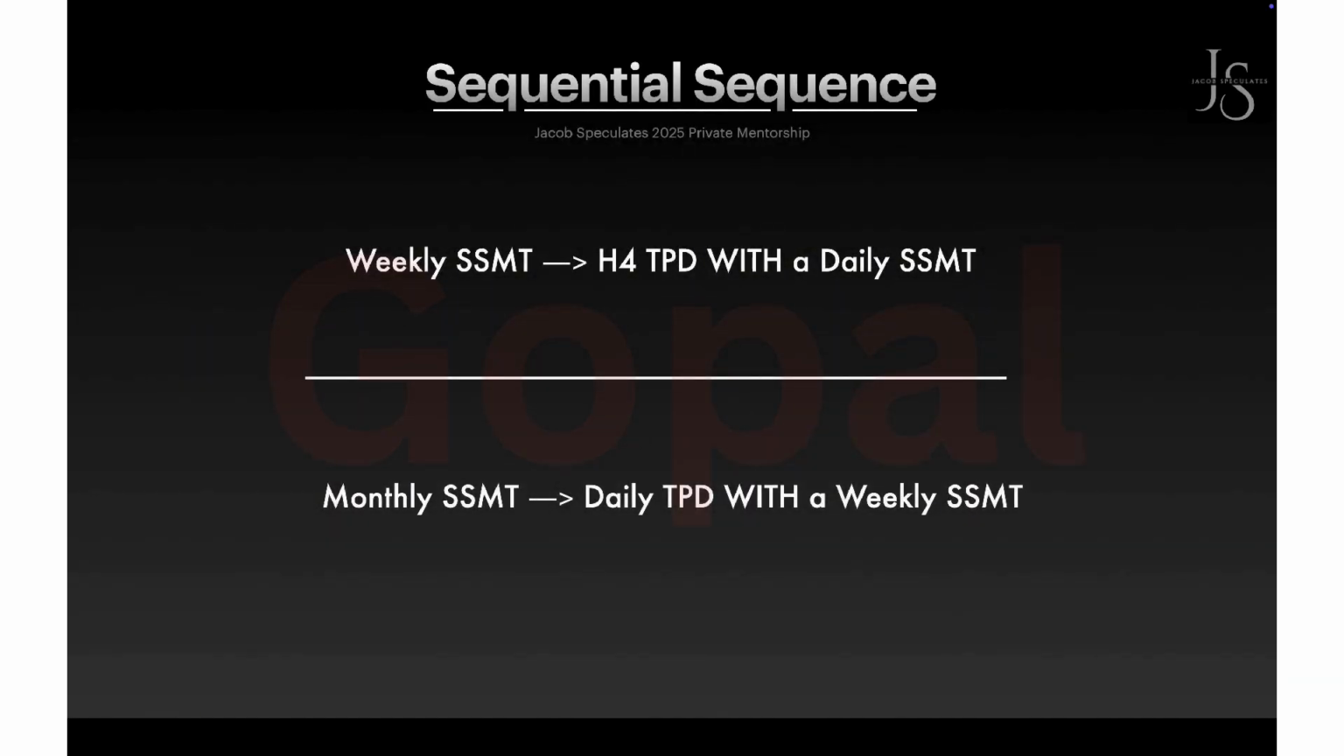The sequential sequence, as you guys already know, was explained in the previous TPD. If you have a weekly SMT with a 4-hour TPD, then you would look for a daily SMT, and specifically the 2 a.m. 4-hour candle. That is the sweet spot for confirming a weekly SMT with a daily SMT. And for monthly SMTs, you want to see a daily TPD and then a weekly SMT.